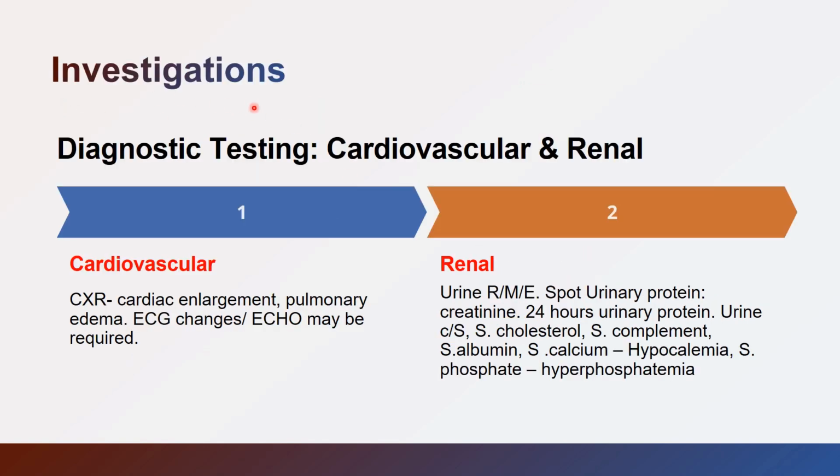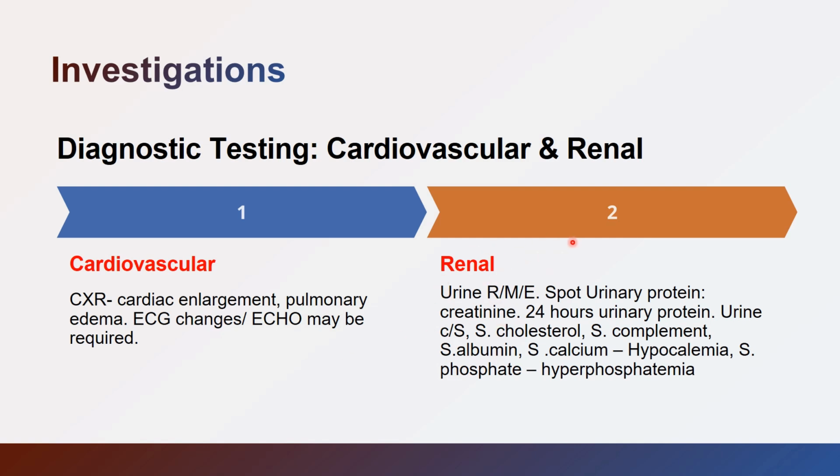Then you move to investigations. So, diagnostic testing for the cardiovascular system and renal system. In the cardiovascular system, start with the X-ray chest, where usually you can get cardiac enlargement and features of heart failure like pulmonary edema. Then to detect heart diseases, you can go with the ECG and then finally echocardiogram.